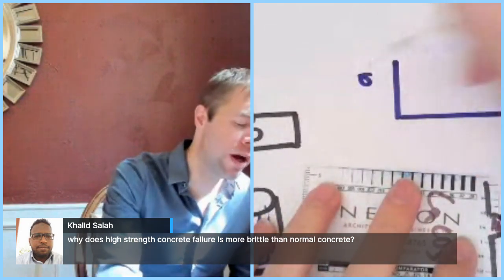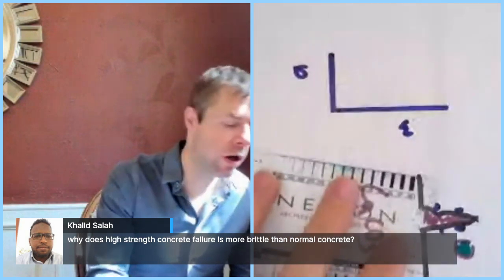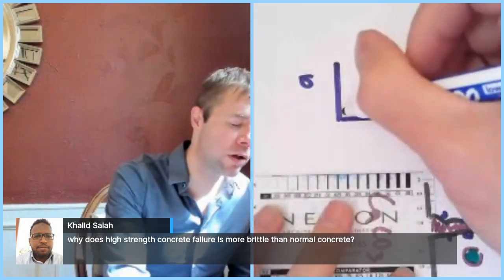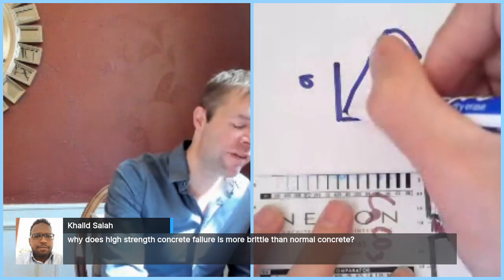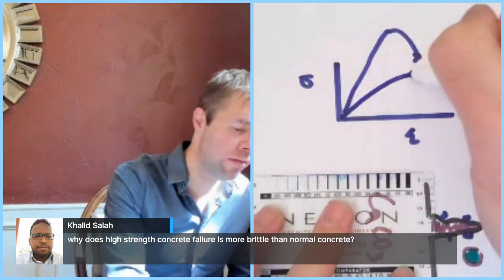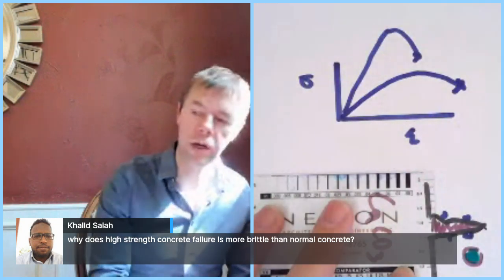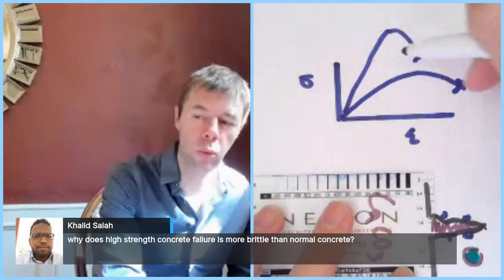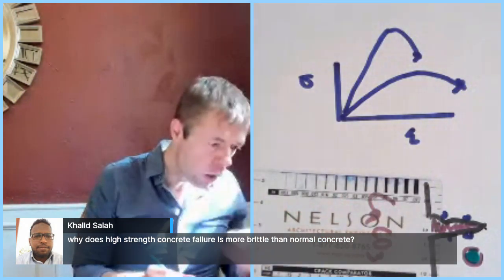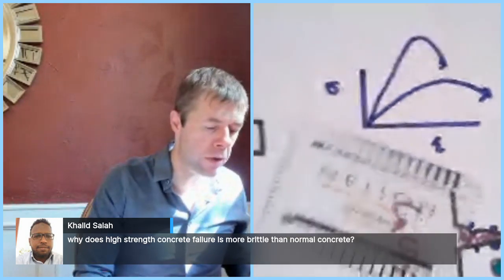If I have stress and I have strain over here, what Khalid is saying is that if I have high strength concrete, as my strength gets higher and higher, then it goes up and up and up. And if I have low strength concrete, it looks more like this on the stress strain curve. And what he's trying to say is, why does this happen? What is this all about? Well, let me try to give you my best answer.